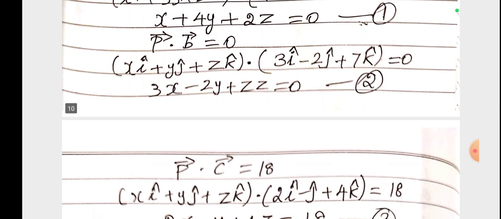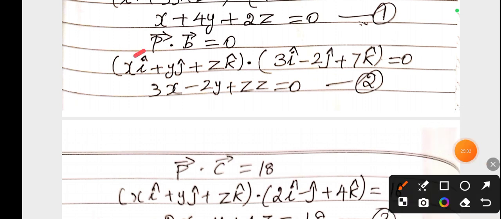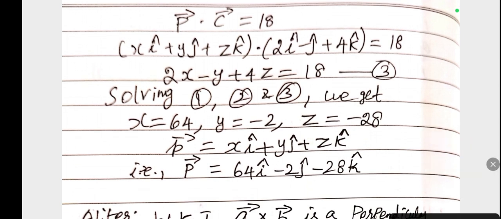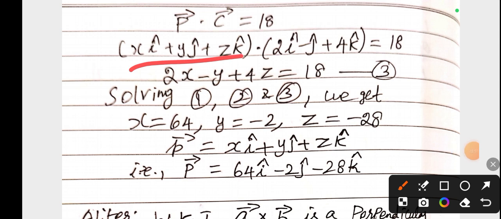Then P vector dot B vector equals 0. Again, xi cap plus yj cap plus zk cap dot 3i cap minus 2j cap plus 7k cap equals 0. So you get 3x minus 2y plus 7z equals 0, another equation. Then they have given P vector dot C vector equals 18. Again dot product: xi cap plus yj cap plus zk cap dot 2i minus j plus 4k equals 18. Then we get this equation.